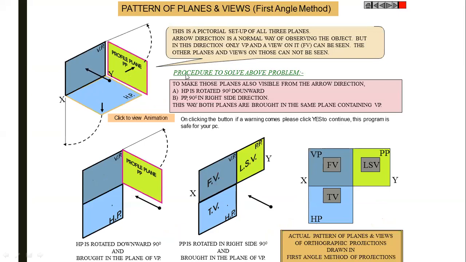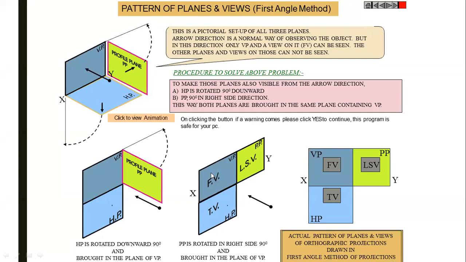Now there are two types of methods, but we are going to use rotation of plane method. So for our convenience, we have to draw the object in 2D. So we have to make this current situation into a 2D situation. So we are going to rotate this horizontal plane in downward direction through 90 degrees. So by doing so, this will be like this: VP, HP, this is our reference line. Now what about profile plane? This profile plane has to be rotated sidewards by 90 degrees, like this.